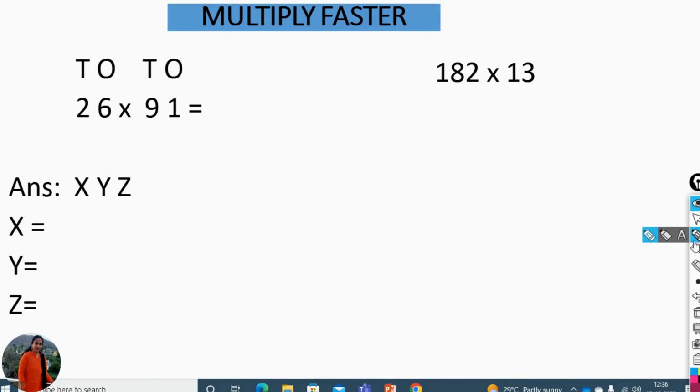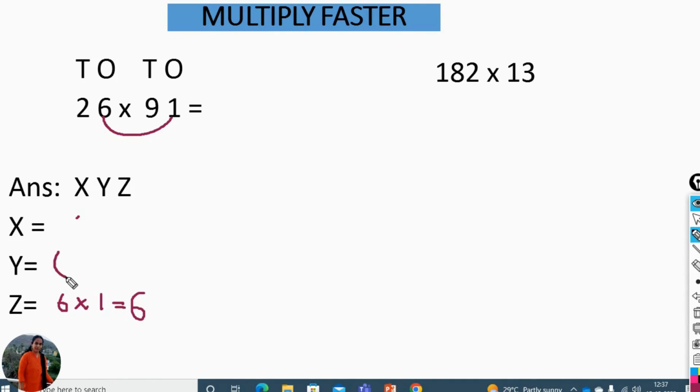So here z is nothing but the product of the ones place. So what is the ones place here? 6 and 1. So 6 into 1. So we have to first calculate the unit place. So z is equal to the product of the ones place. Ones place is 6 and 1. 6 into 1, which is equal to 6.